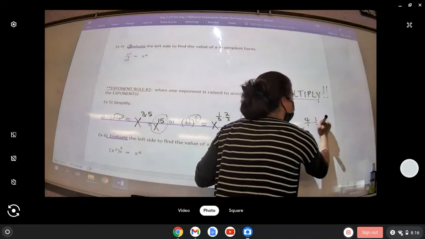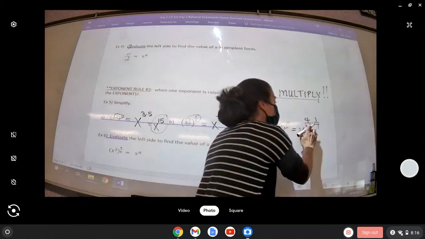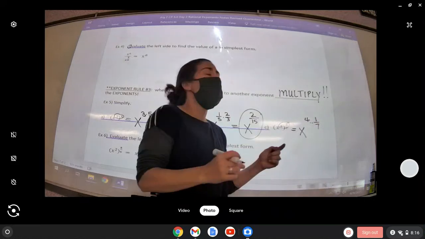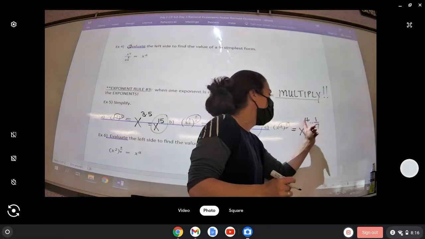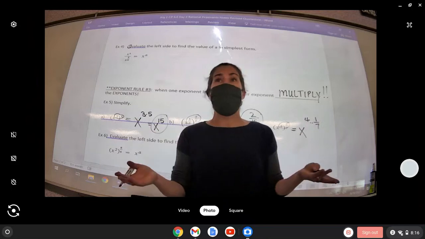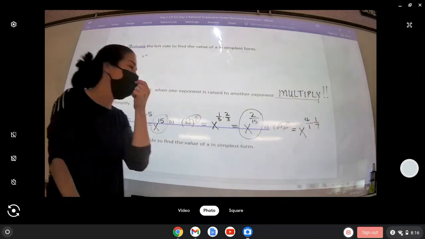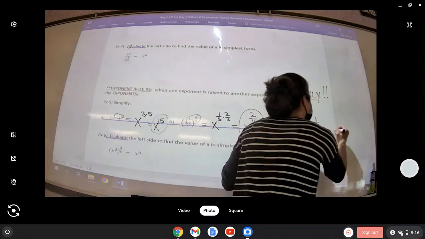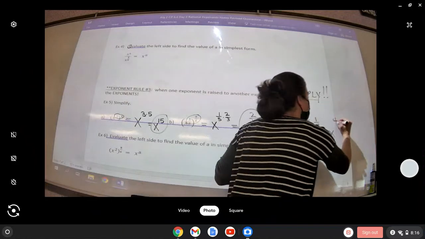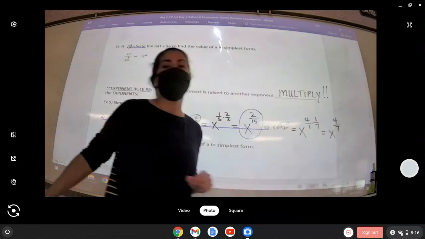Times 1/7. Otherwise, I find when students don't make 4 a fraction, they end up timesing the 4 with the 1 and the 4 with the 7. And you can't do that because 4 is not on bottom. So you definitely can't multiply them with the 7. So then you're just going to get x to the 4 times 1 over 7 times 1. 4/7 power.